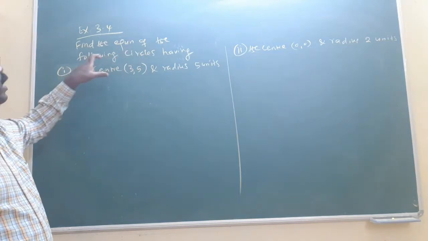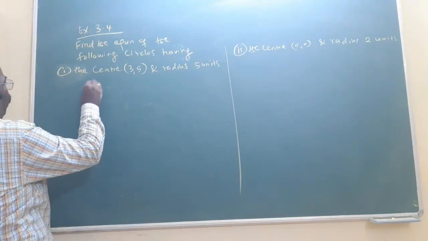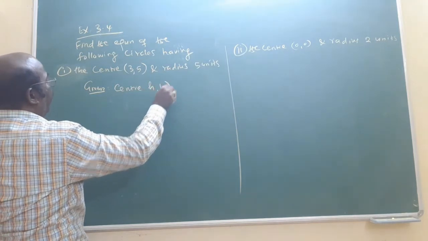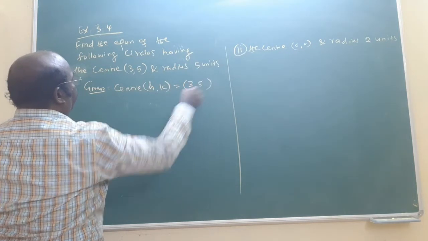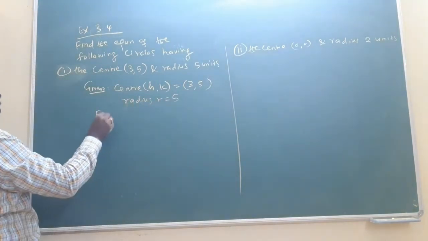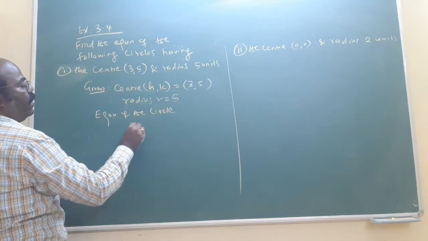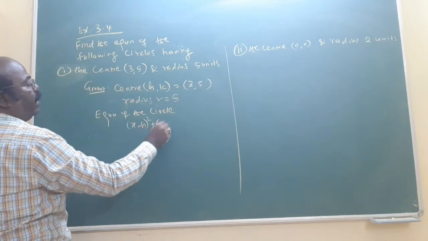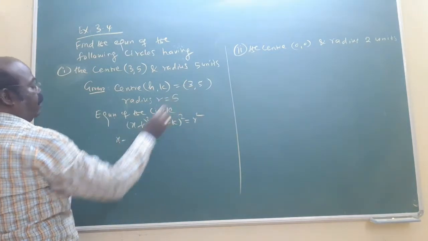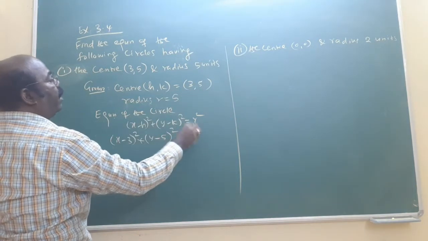Find the equation of the circle having the center given and radius given. What I told you? Given center. The center represents (h, k) = (3, 5). And the radius given is r = 5. Now what is the formula? Equation of the circle when center and radius are given: (x − h)² + (y − k)² = r². x − h is (x − 3)², y − k is (y − 5)², r² is 5².